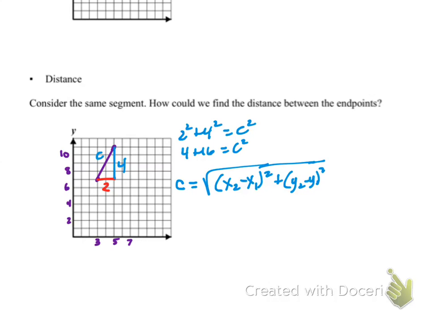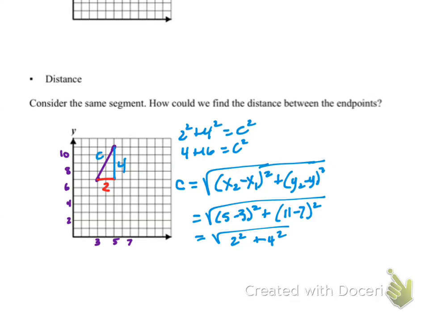And so we had here 5 minus 3 squared plus 11 minus 7 squared. So that gave us 5 minus 3 is 2 squared plus 4 squared. That's what we had right up there. And then we're going to take the square root of that after we add them together. So we have 4 plus 16, which is the square root of 20. And if I want the exact answer, I'm not going to get a decimal. I'm going to leave that as a radical.